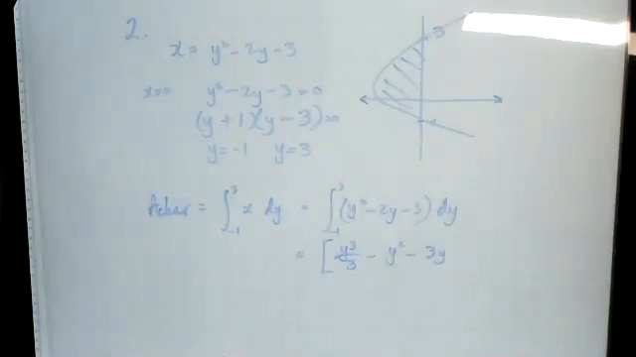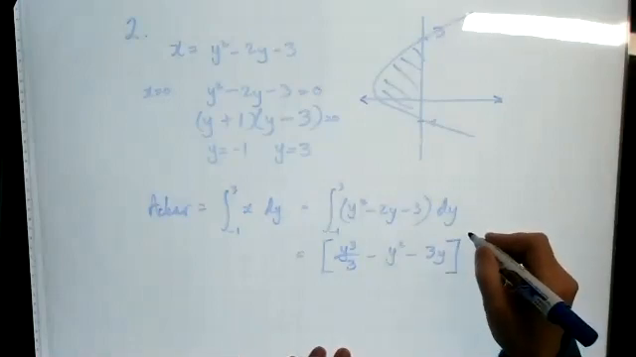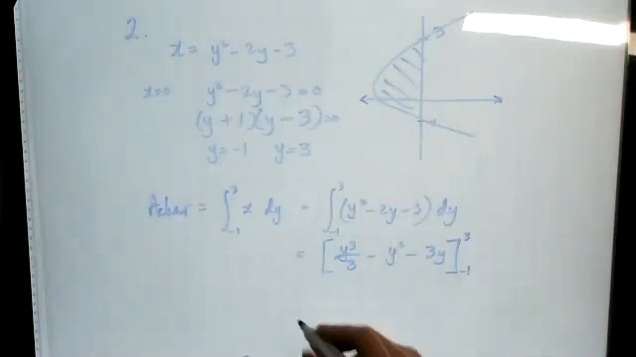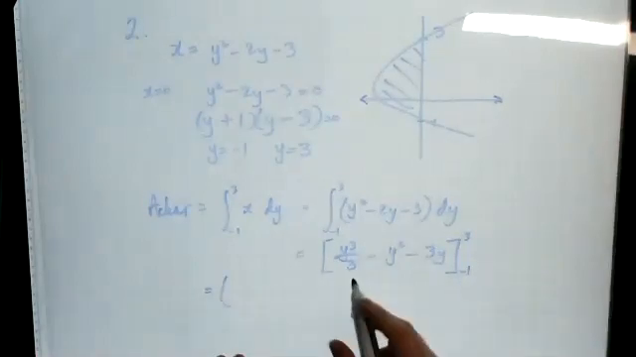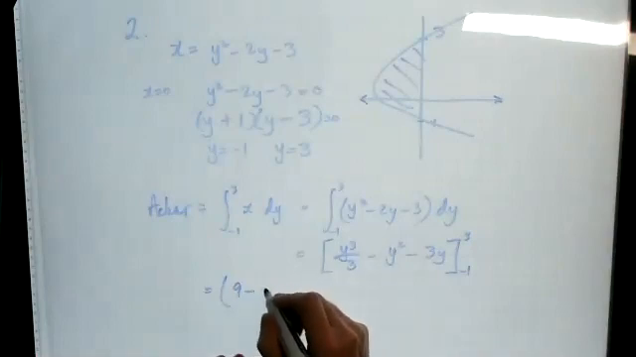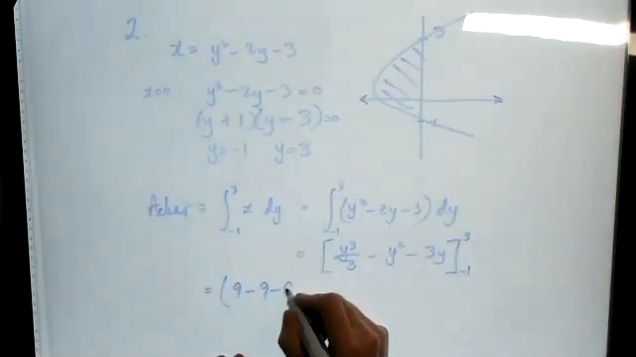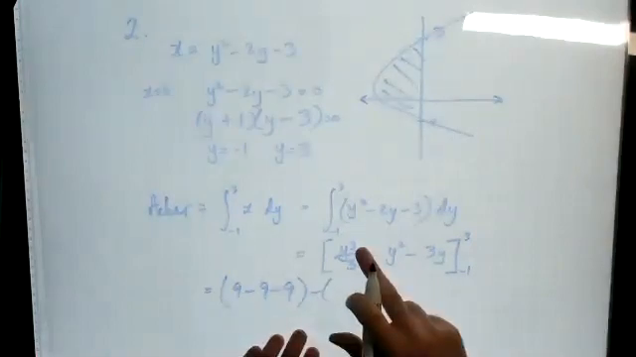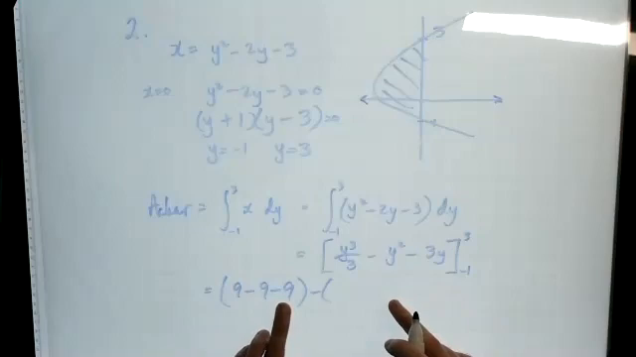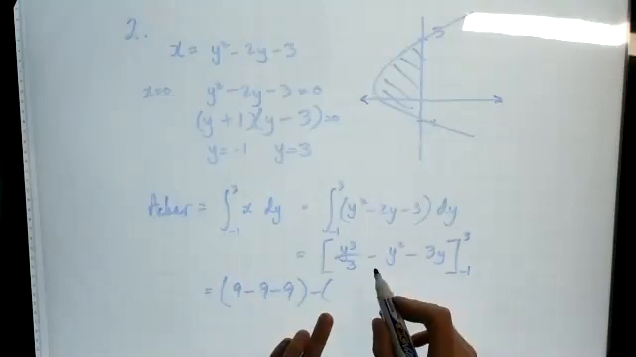And then, okay, listen. Call it 3 and -1. So substituting 3: 27 over 3 minus 9 over 2 minus 9, then subtract the value at -1.